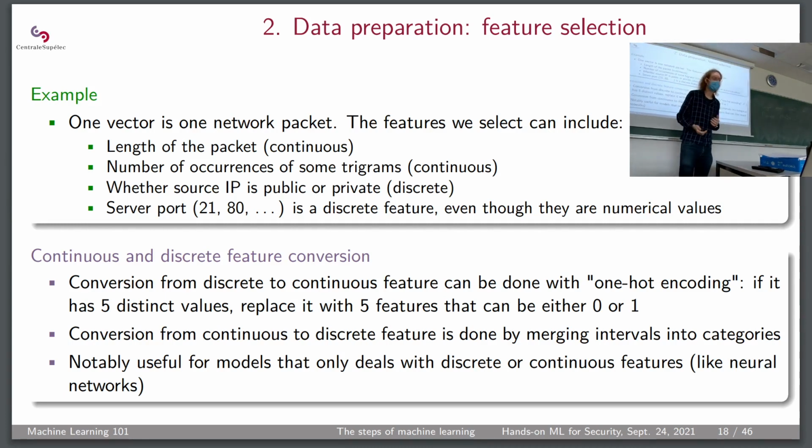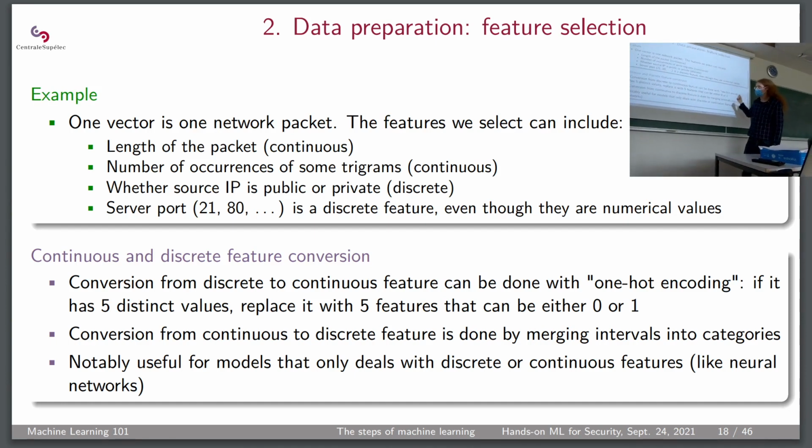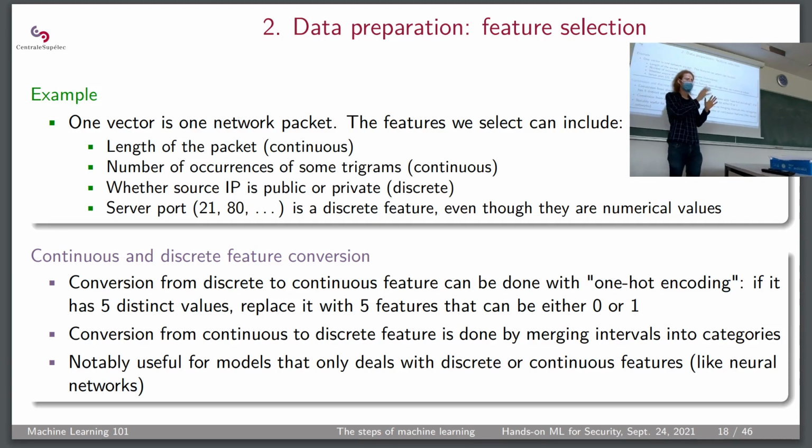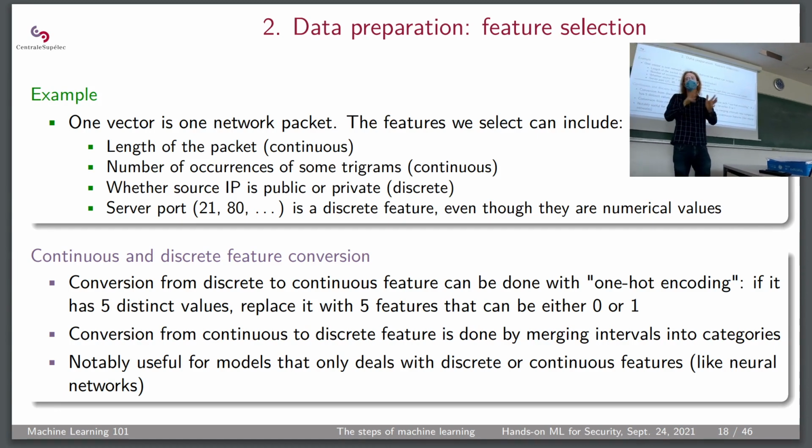You have techniques to convert from continuous to discrete features and vice versa. For example, if you want to convert from a discrete feature to continuous, you will use what is called one-hot encoding. If your discrete data has, for example, 5 categories, you will create 5 features that can be either 1 or 0 depending on the value of the feature. If the feature's value is the second value, you put a 1 in the second feature. You can also convert from continuous to discrete features by merging interval values into categories. So, for example, for the length of the packet, you could do just 3 categories: small packet, medium packet, and big packet.